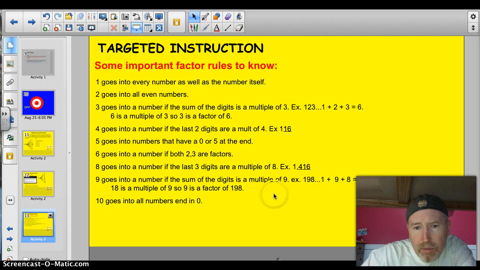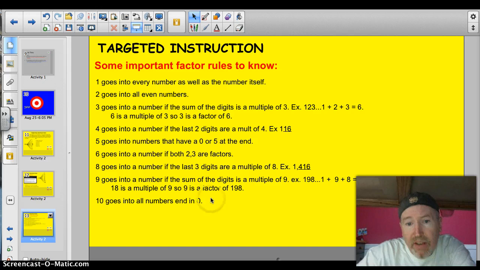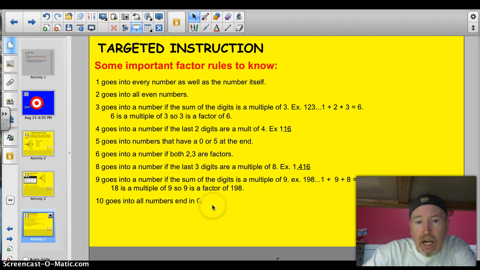9 goes into a number if the sum of the digits is a multiple of 9. Take a look at 198. 1 plus 9 is 10 plus 8 is 18. 18 is a multiple of 9, so 9 is a factor of 198. 10, of course, goes into all numbers that end in 0.